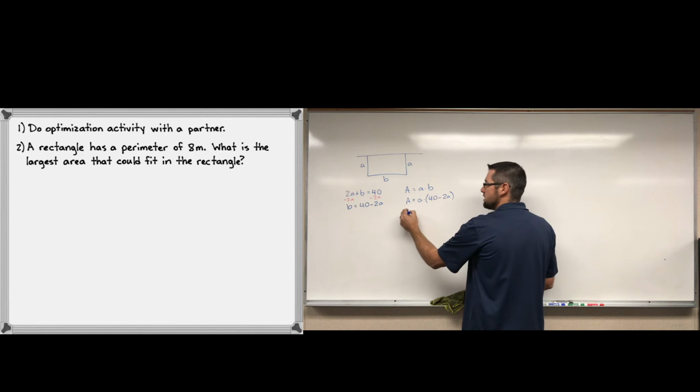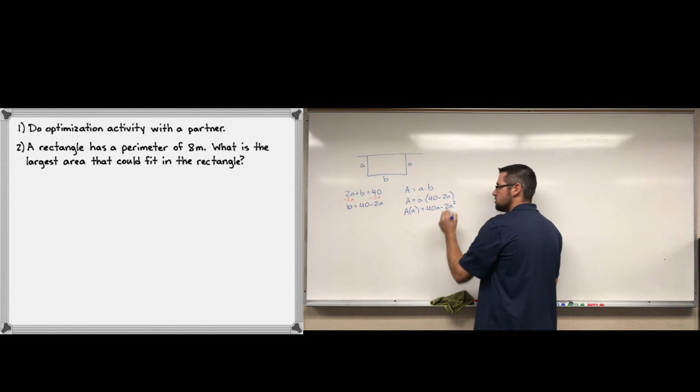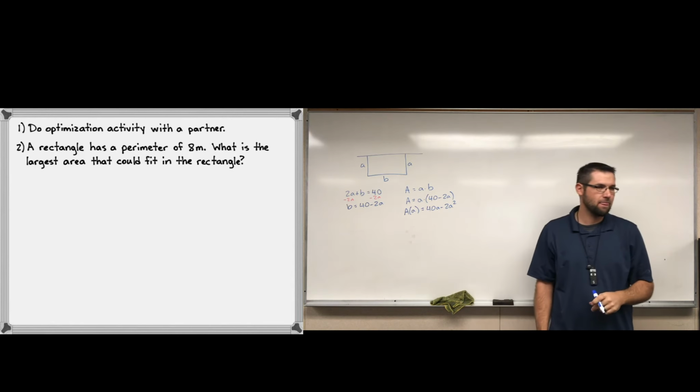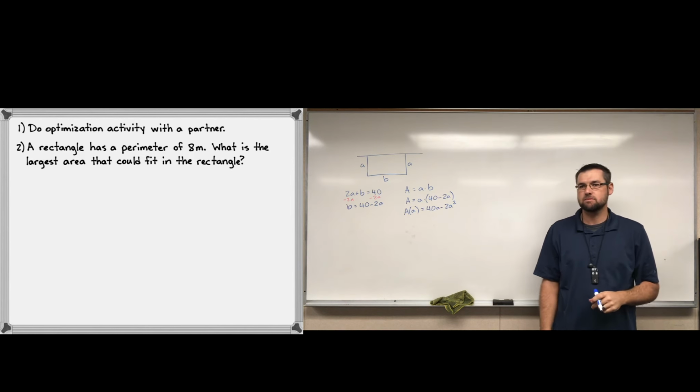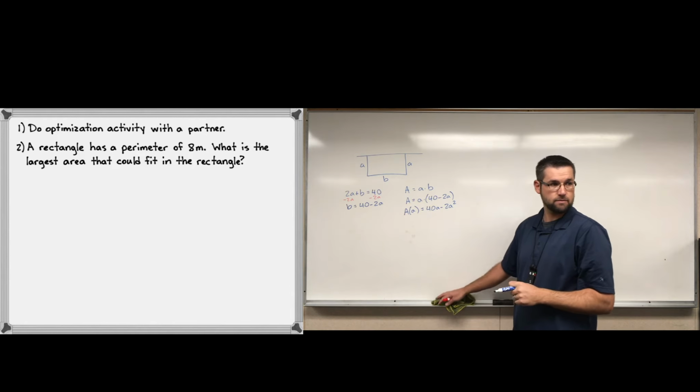So this actually is a function now. Big A in respect to A is equal to 40A minus 2A squared. Are you guys okay with that? What kind of shape is that? It's a parabola. What kind of parabola? An upside down parabola. And then you looked at your graph and you realized, oh, it looks like an upside down parabola. Right?